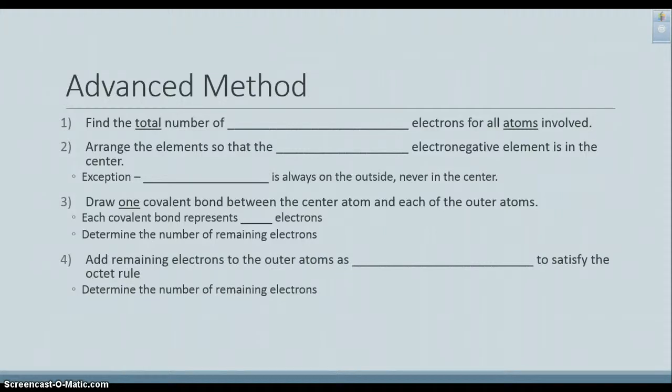Step number 4, add any remaining electrons to the outer atoms as lone pairs to satisfy the octet rule. Remember, these are pairs, so you should never put them as individual electrons or try to separate them anywhere else.